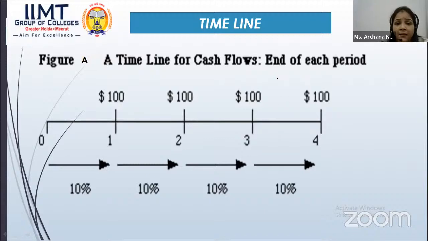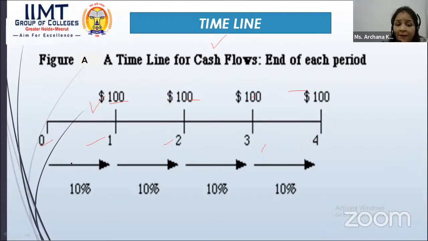Next is timeline. In time value of money, timeline is a very important concept. What we do is we display our cash flows in the form of a timeline, which is represented as 0, 1, 2, 3, and 4 periods. Okay, and it's a case of annuity certain because we have 100, 100, 100, the same amount.